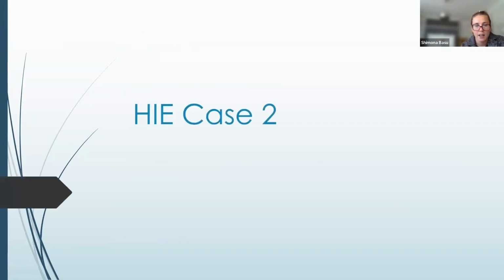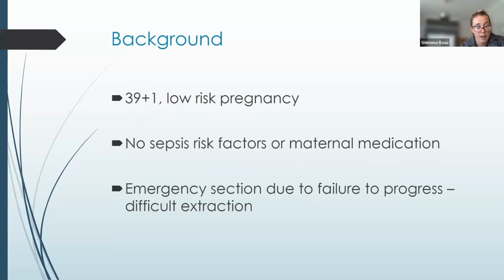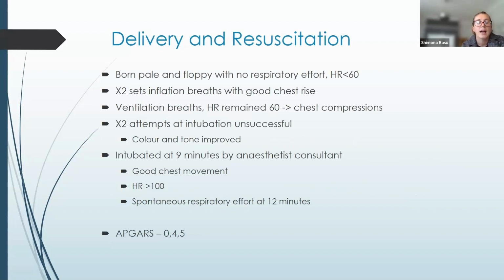So the second case has a very similar background. Again, it's a low-risk pregnancy, baby born at 39 plus 1, with no antenatal concerns and no sepsis risk factors. Was born via emergency section due to failure to progress, and there was quite a difficult extraction. Again, baby was born pale and floppy with a heart rate less than 60 and no respiratory effort.